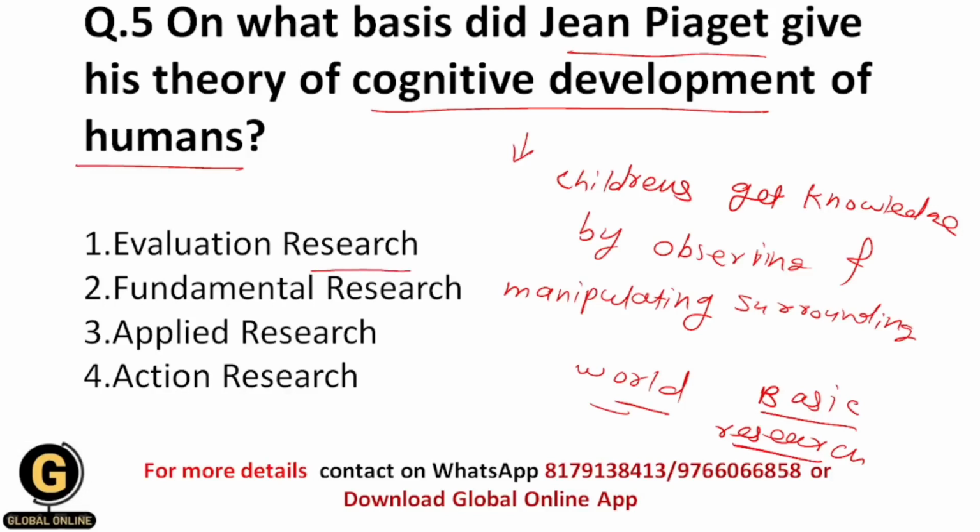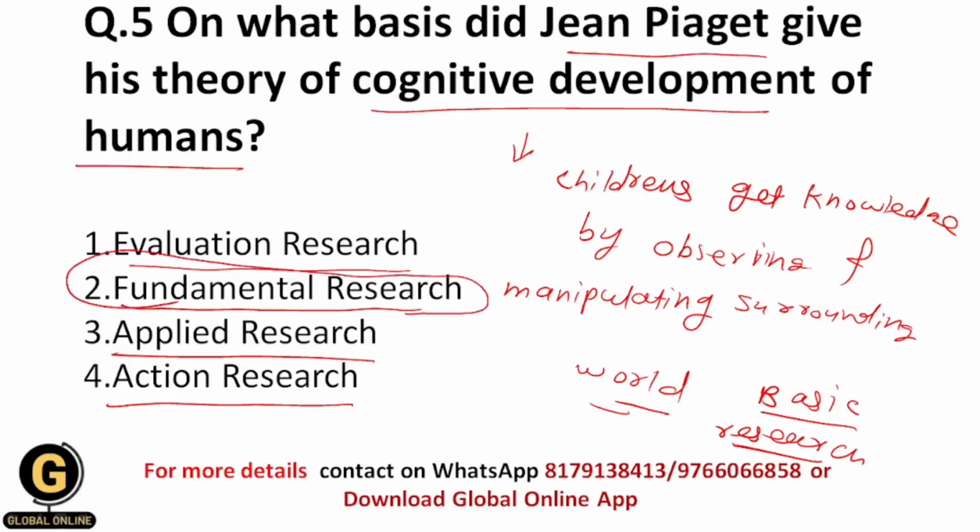Now let us see the options. Evaluation research: in evaluation research, we evaluate the facts or the concepts. Fundamental research means basic research, as we have seen in this example. Applied research means whenever we have a problem in a particular theory, then based on that theory we apply the research to know the solution to a problem in that theory. So this is applied research. Action research means that whenever we take immediate action on the problem to find the solution to that particular problem. So this is action research. So the correct answer to this question is 2.